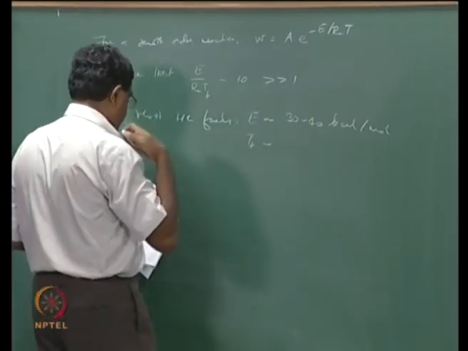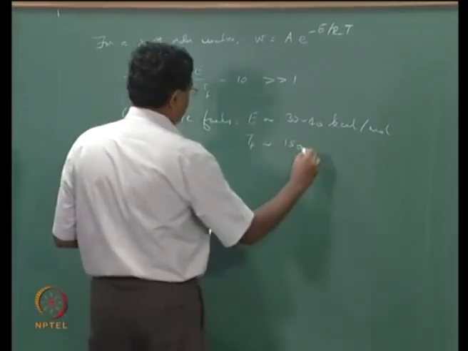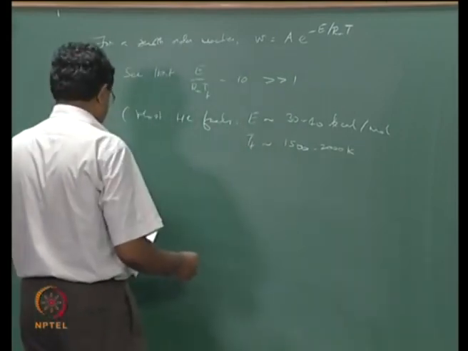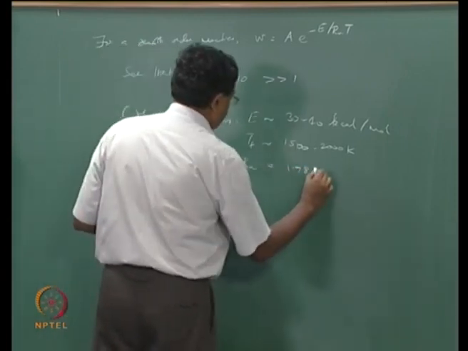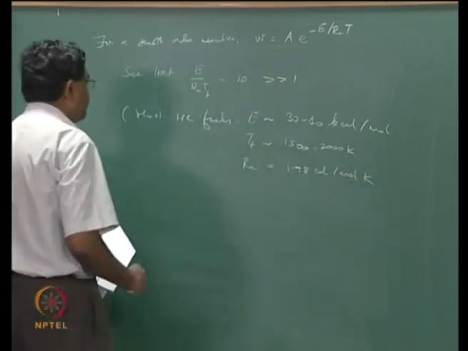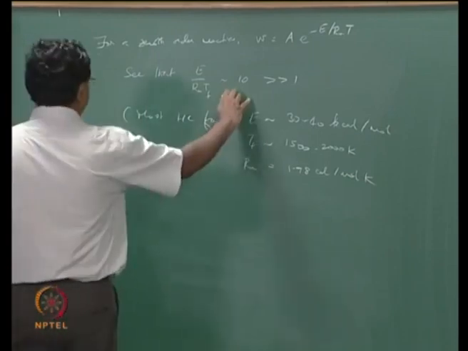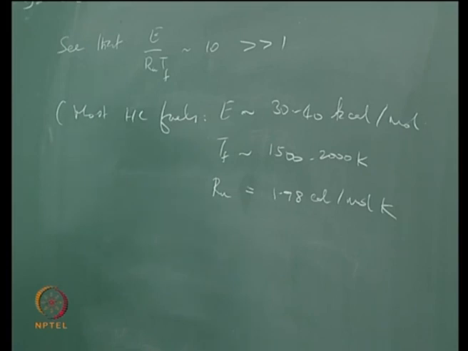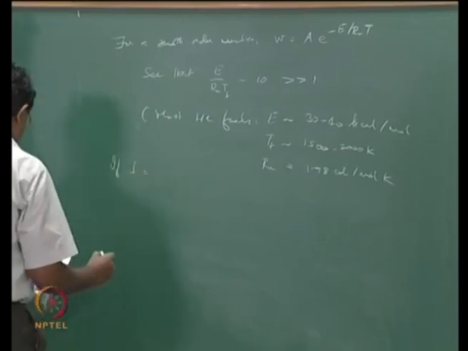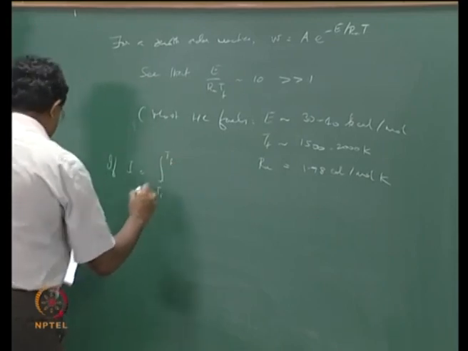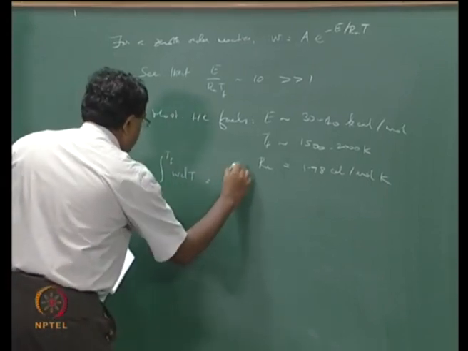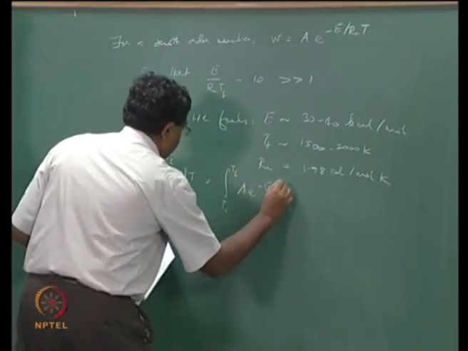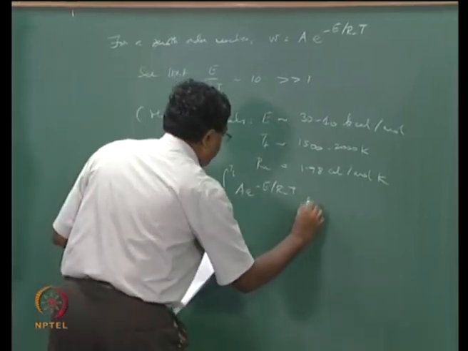This is typically how the values are given, and TF is anywhere between 1500 to 2000 Kelvin, or even upwards, and RU is equal to 1.98 calorie per mole Kelvin. Right. So if you now take these values, you will find that this is of the order of 10, which is quite larger than 1, and we're going to use that fact. So what we want to do is, if I equal to integral Ti to Tf W dT, right, then this is equal to the integral from Ti to Tf of A e to the minus E over RU T dT.